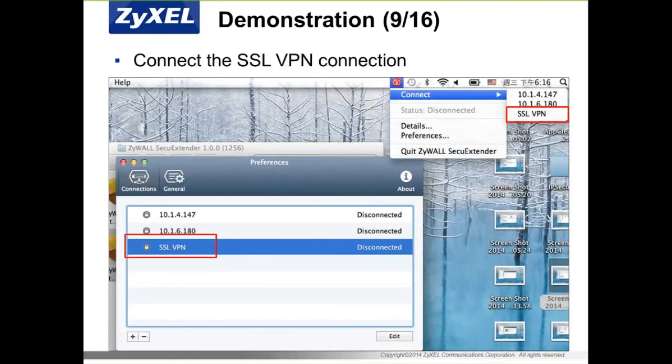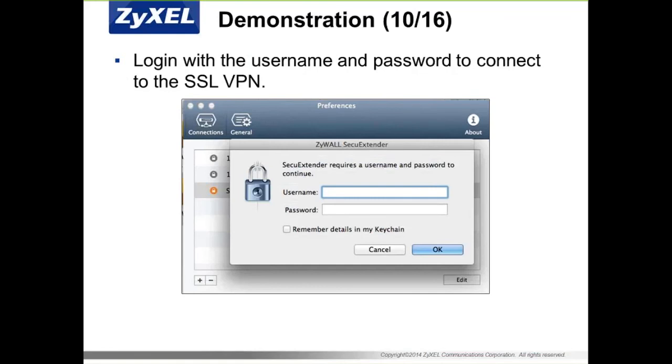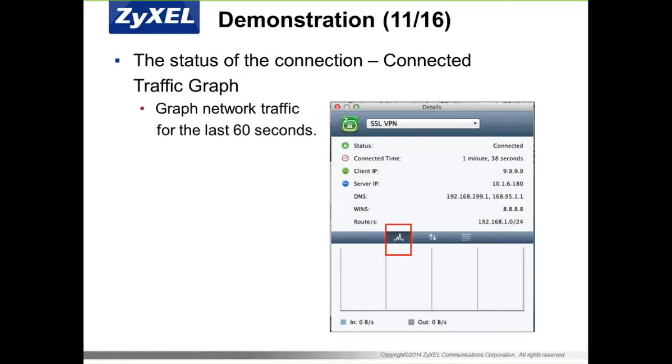To connect an SSL VPN manually, find the Secure Extender icon in the taskbar and select Connect, then select the SSL tunnel of your choice. The name of the choices corresponds with the policies you created in the Secure Extender's Connections screen. When you launch the tunnel and successfully reach the ZyWALL USG, you'll be prompted to log in with your username and password to connect to the SSL VPN. This screen shows a successful connection.